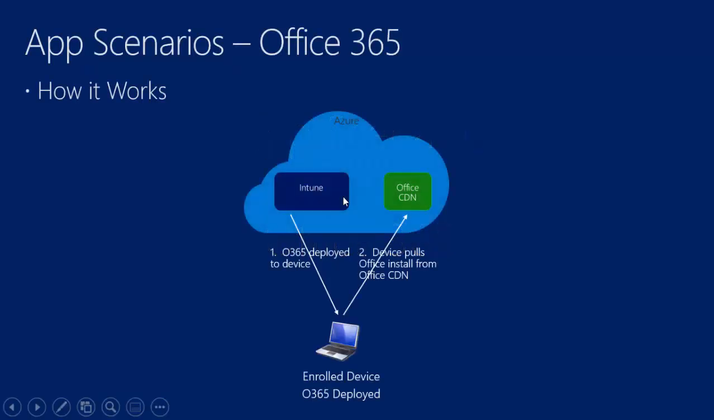So how does this work? Effectively, how this works is a pretty simple diagram here. The deployment configuration details are going to be provided in Intune and supplied down to the enrolled device. And then when it comes time to actually do the install, the device is going to go pull the Office install, honoring all the parameters you've provided, from the Office CDN. So just wanted to point that out.